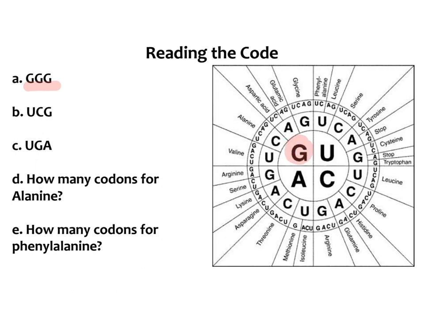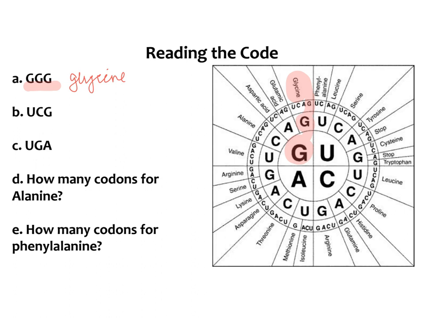We're going to start right here with the first letter being in the inside of the bullseye. The second letter is in the second layer. It's also a G. The third letter is in the third layer. It's also a G, and it's attached to the amino acid name glycine. Glycine is represented by the codon GGG.